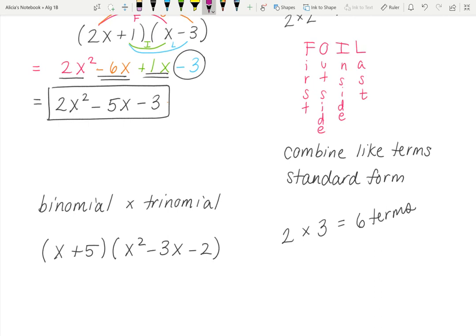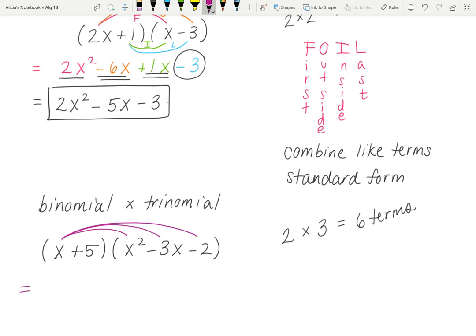So that's why we have to distribute twice. We're going to first distribute this to the second polynomial, and we're then going to distribute this to the second polynomial. And that will give us our 6 terms that we're looking for. So let's start with this first term, x. We're going to multiply it to all 3 terms here, right?